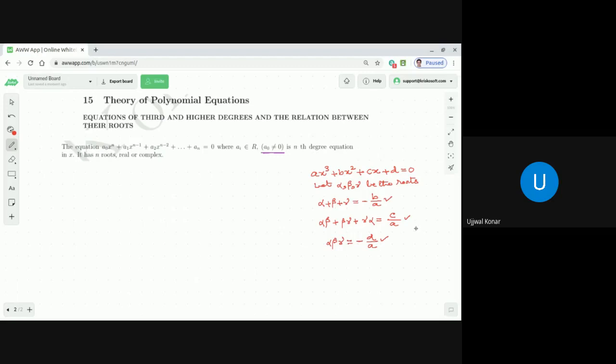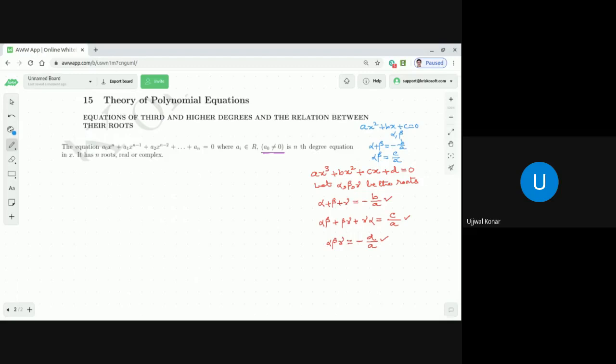Similarly, if you recall our quadratic equation, if I just quickly write it here, dear students, ax square plus bx plus c is equal to 0, it has how many roots? 2 roots, alpha and beta. So how we found alpha plus beta? Minus b by a. And what we find alpha into beta? Then after minus it becomes plus c by a.